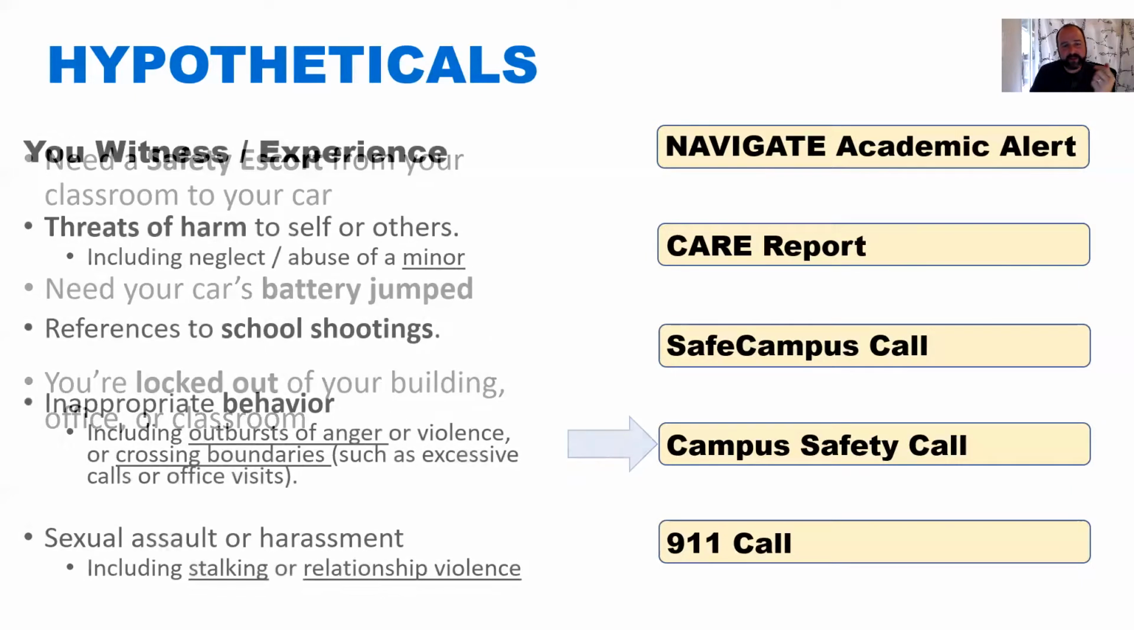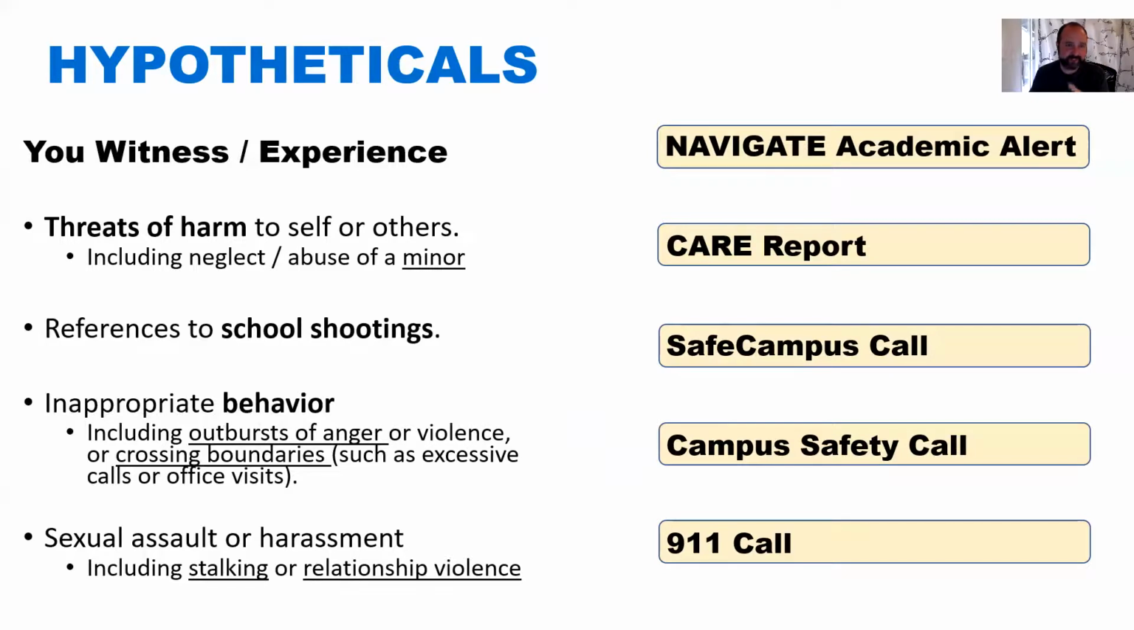The next category is the Safe Campus calls. This is when you witness or experience threats of harm to a student. They're threatening to hurt themselves, or they're threatening to hurt others. When you see students referring to school shootings or aligning themselves with school shooters, and it causes concern for you, or generally inappropriate behavior, such as outbursts of anger, or they're crossing boundaries, like they're stalking you, excessive calls or excessive office visits, or sexual assault or harassment, including stalking or relationship violence. Those are all great times to call Safe Campus.